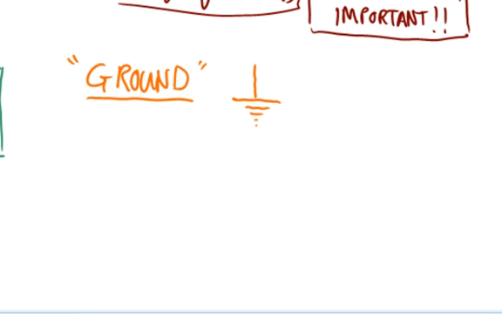And when we say something is grounded or at ground potential, what we mean is that the low voltage side, the low potential side of that object, is at 0 volts. The Brits call this earthing. The Americans refer to it as grounding.